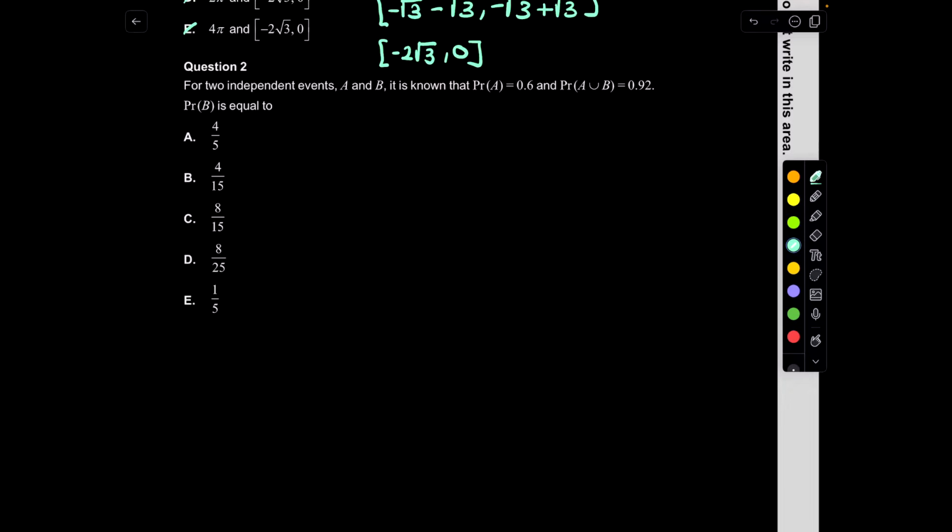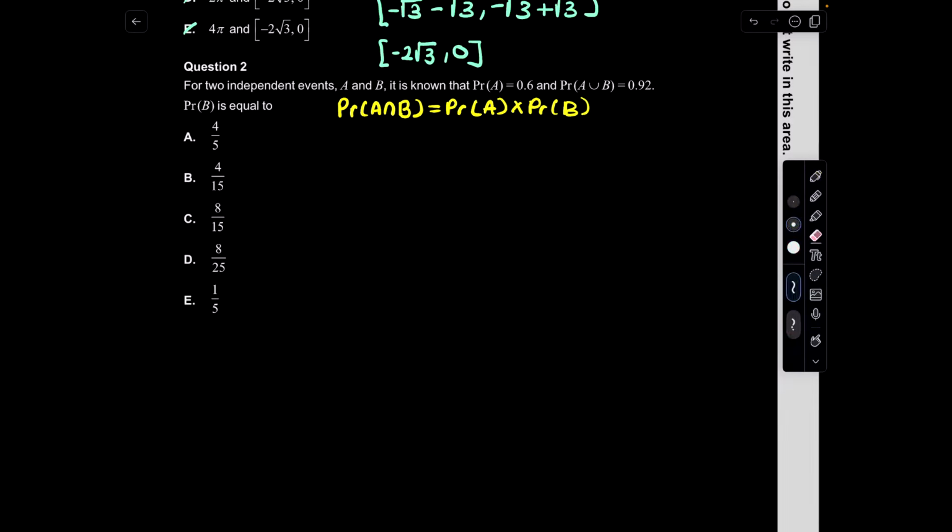For two independent events, A and B, it is known that the probability of A is that and the probability of A union B is that. Then what's the probability of B? Because we know they're independent, this is the formula for independency. They have to meet this condition where the probability of A intersection B must be equal to the probability of A times your probability of B. If they are independent. In this case, they are independent.